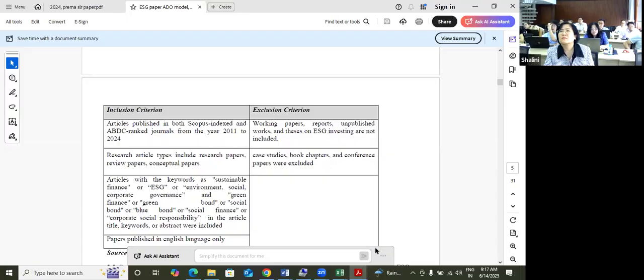And these are the things that we have excluded. When we were using the Scopus database, we excluded case studies and book chapters. So that is the exclusion criteria and the inclusion criteria. Here we can also mention, for the exclusion criteria, papers published in languages other than English. This is your exclusion criteria. This is your inclusion criteria, right? So what is included?